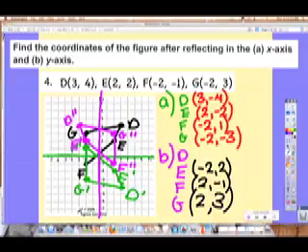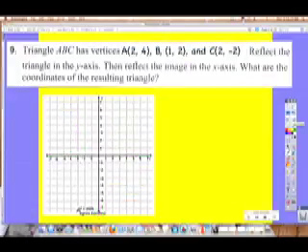Are you ready? Okay, this next one, let's do this together. First, let's graph it. You've always got to graph the original. So let's graph the point 2, 4. On your graph paper, go over 2, up 4 for A. For B, go over 1, up 2. For C, go over 2, down 2. Oh, skinny triangle. Sorry, B, going right through you.